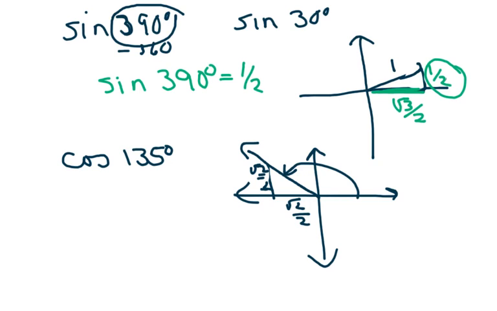All right. So the x is negative, though. And we're looking for x, because cosine is the x value. For example, that's the point right here that would be on the circle. So cosine of 135 is negative root 2 over 2.